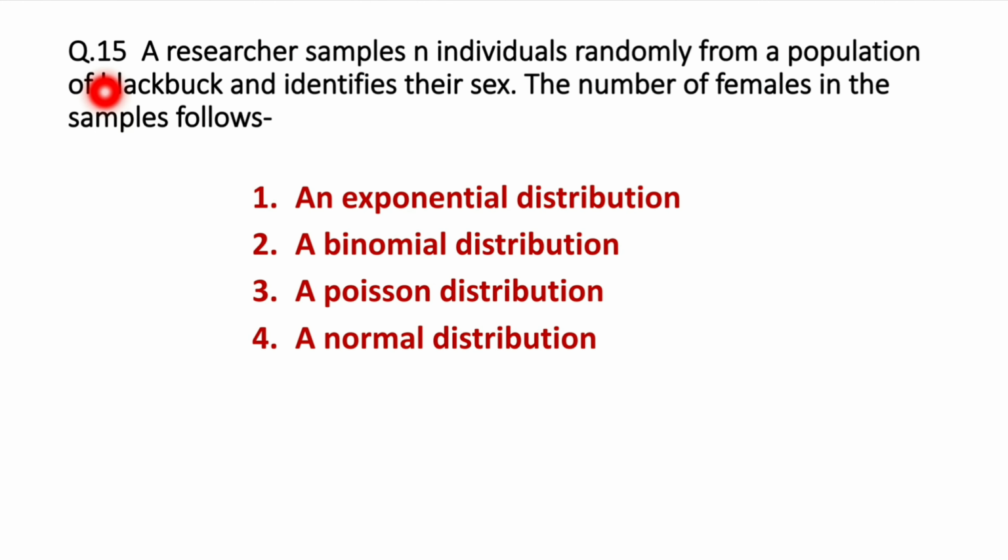Question number 15. A researcher samples n individuals randomly from a population of blackbuck and identifies their sex. The number of females in the samples follows. Options are an exponential distribution, a binomial distribution, a Poisson distribution, and a normal distribution. The right answer is option 2, a binomial distribution.